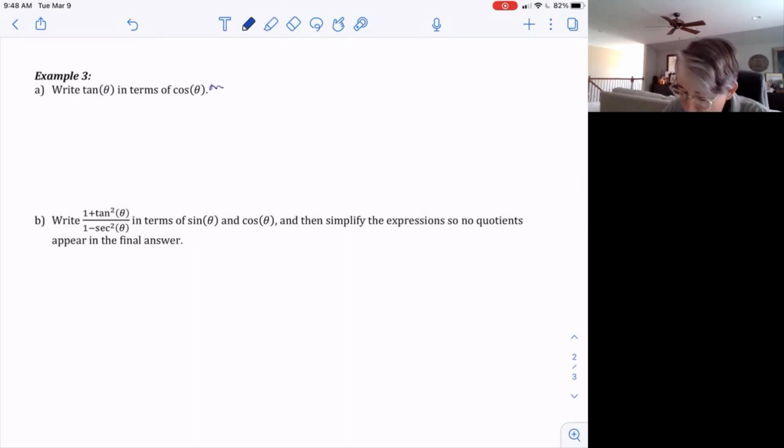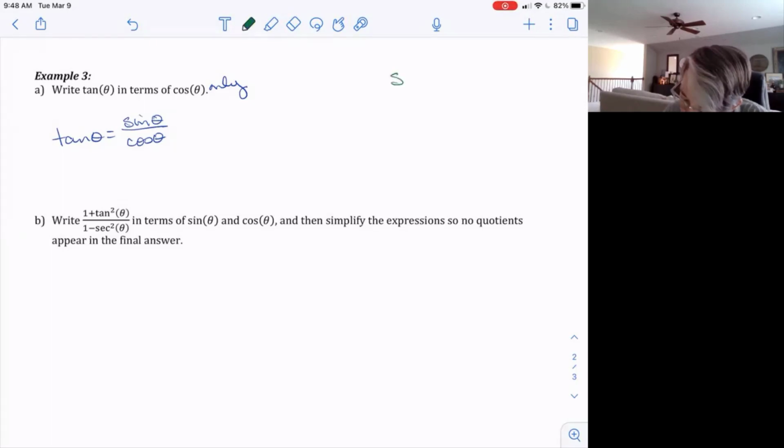Now in example 3, they're wanting us to write tangent theta in terms of cosine theta, and you might want to put the word only. Well, we know tangent theta, again, is sine theta over cosine theta. So we need to use one of our identities where we can rewrite sine theta just in terms of cosine theta. Well, the one that comes to mind for me is the Pythagorean.